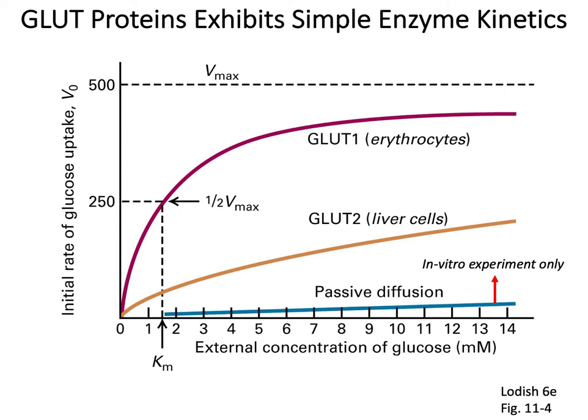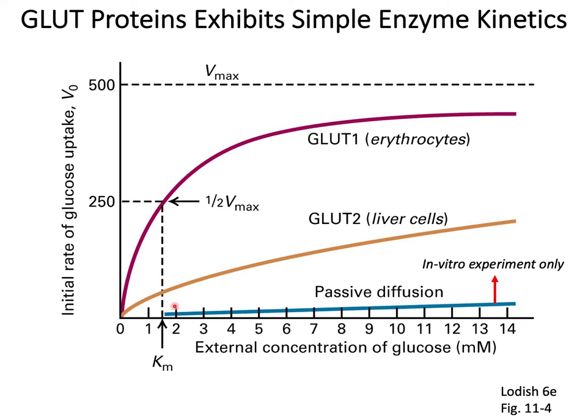So here is what facilitated diffusion of glucose looks like compared to passive diffusion of glucose across the biological membrane. On the y-axis is the initial rate of glucose uptake. On the x-axis, you can see the increasing concentration of glucose. You can see that passive diffusion is a very inefficient way of moving glucose across the plasma membrane.